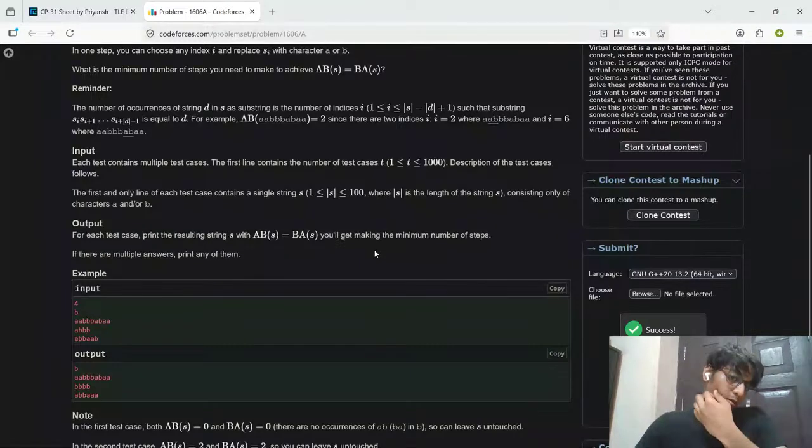For each test case, present the result string with AB(S) equal to BA(S). You will get the minimum number of steps.